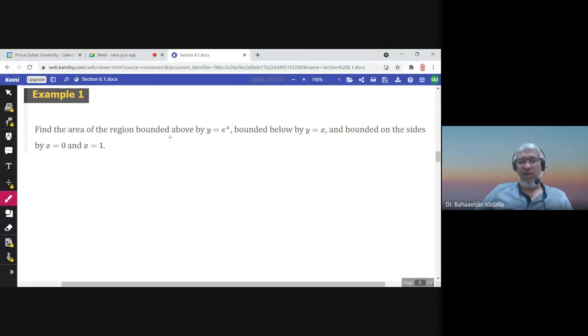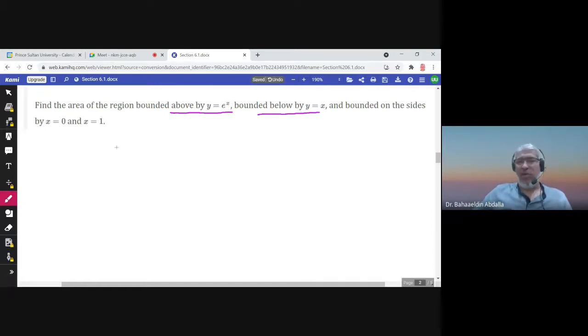To solve examples, here: find the area of the region bounded above. It says it's bounded above by y equals e to the x and bounded below by y equals x, and bounded on the sides by x equals 0 and x equals 1. So this is from 0 to 1. e to the power x at 0 is 1, and we know the graph of e to the power x. And at 1 it is e, about 2.7. So this is the graph of e to the x from 0 to 1.